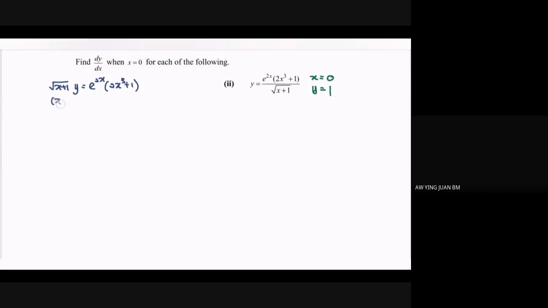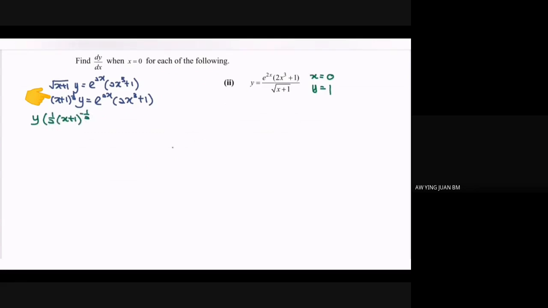In the form of x plus 1 to the power 1 over 2, y equals e to the power of 2x bracket 2x to the power 3 plus 1. So by using the product rule, we're going to differentiate the situation. y bracket 1 over 2 bracket x plus 1 to the power of negative 1 over 2. Differentiate the internal function, which is x plus 1, and we will have 1. Plus x plus 1 to the power 1 over 2, differentiate y, and we will have dy dx.